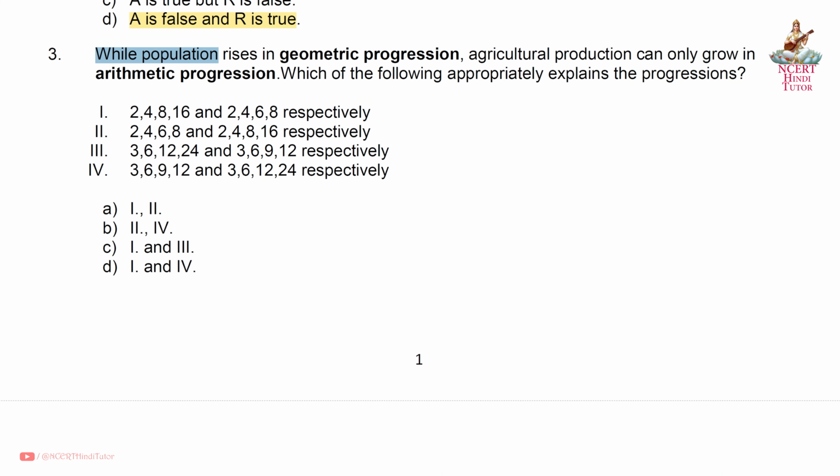Question 3. While population rises in geometric progression, agricultural production can only grow in arithmetic progression. Which of the following appropriately explains the progressions? Answer C. First and third. First is 2, 4, 8, 16 and 2, 4, 6, 8 respectively. Third, 3, 6, 12, 24 and 3, 6, 9, 12 respectively.